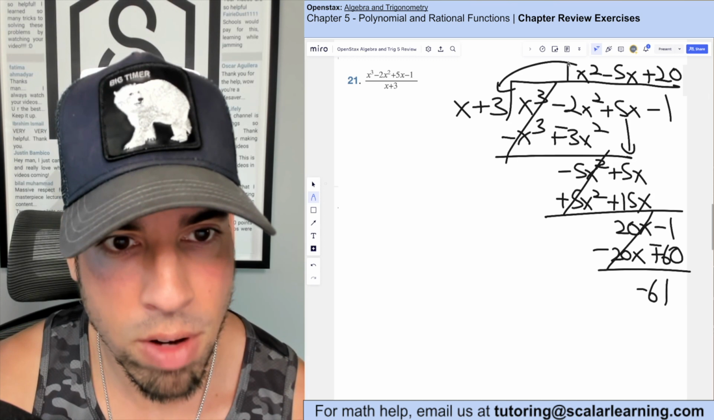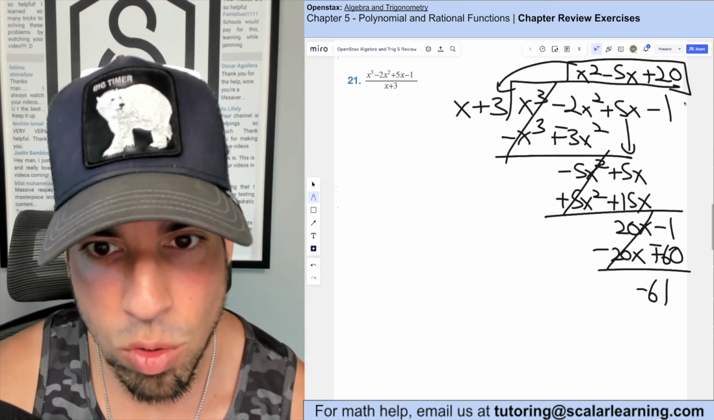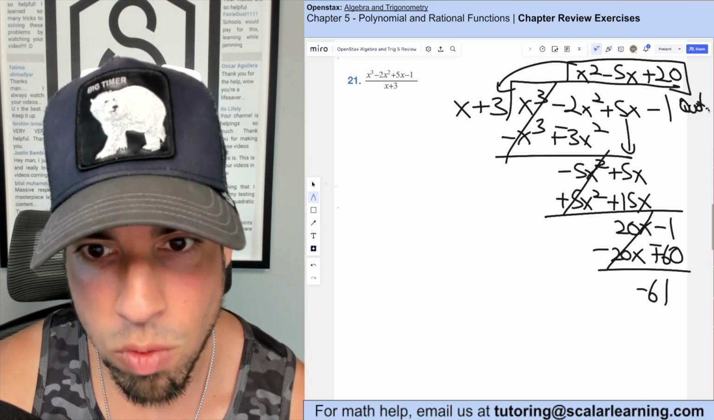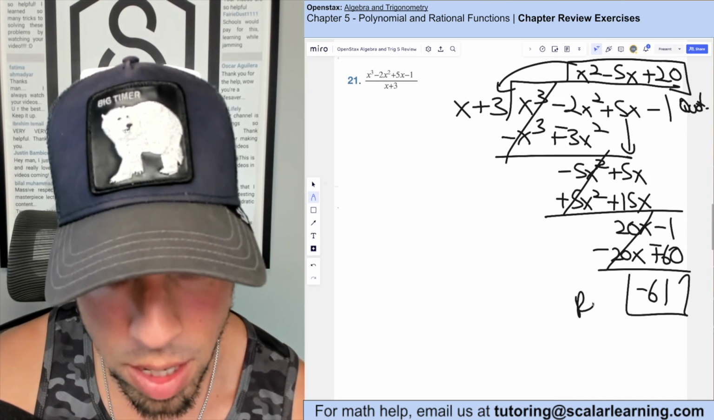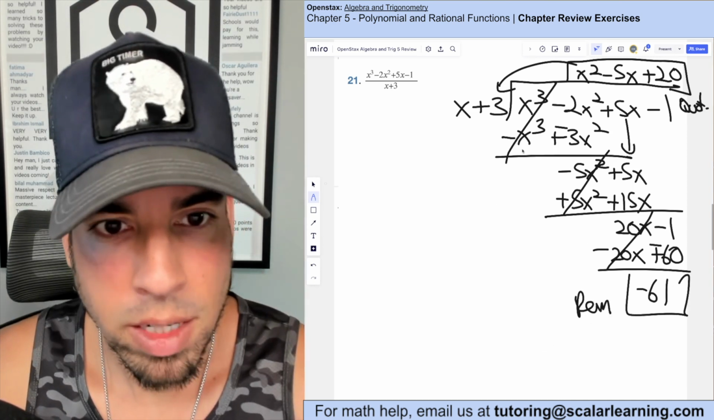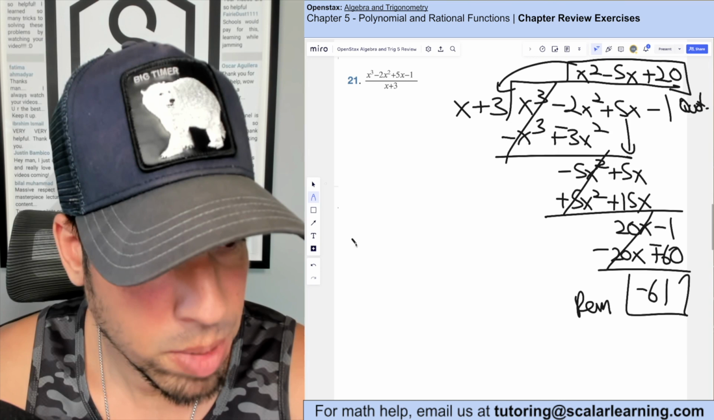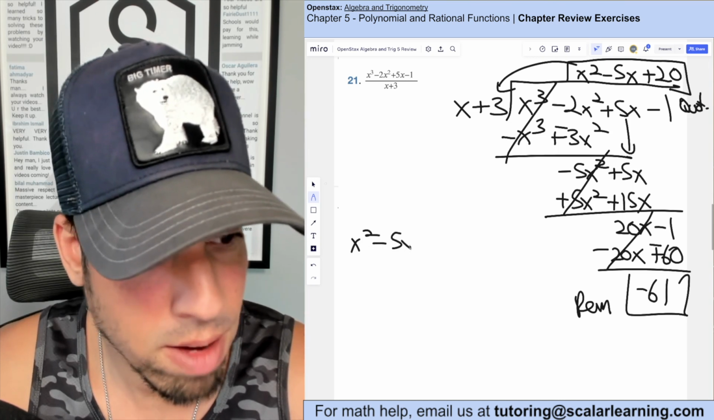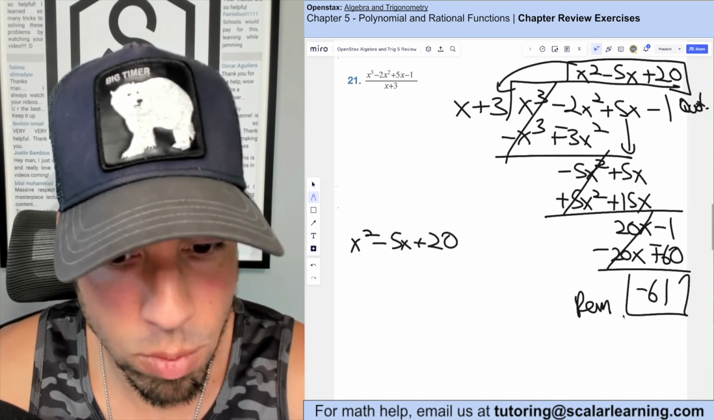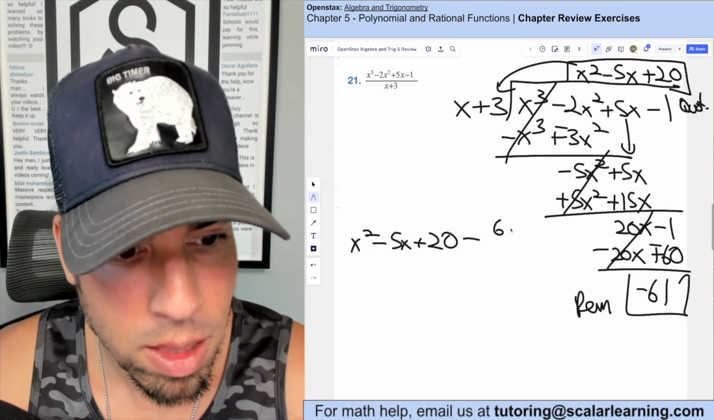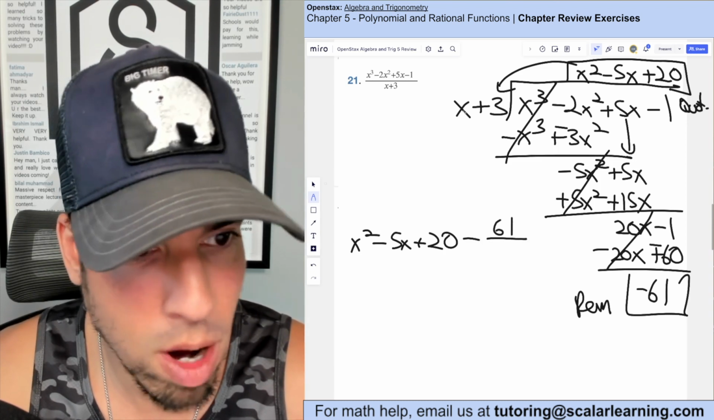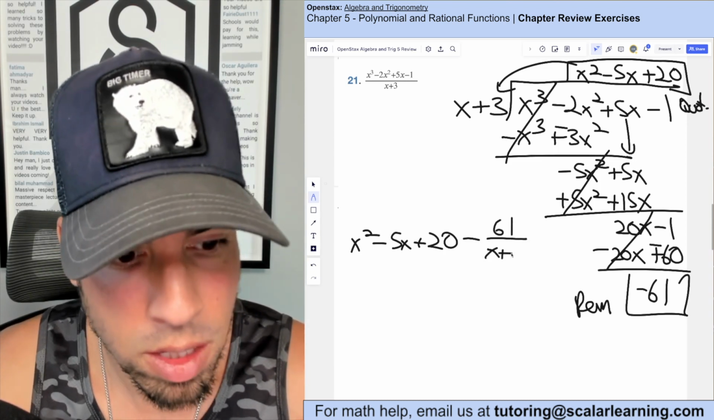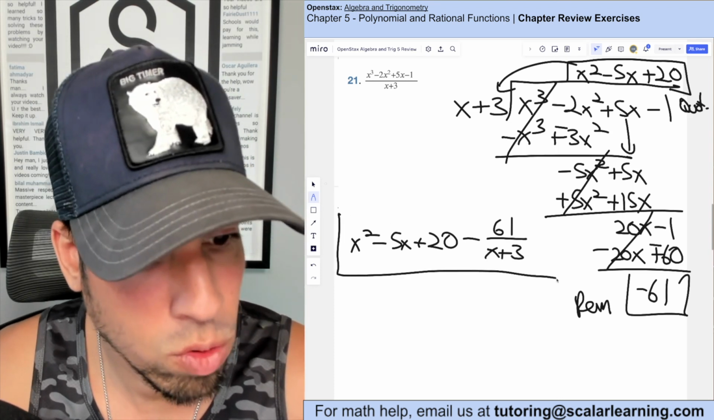So now we have up here, we have our nice quotient. And over here, -61, we have the remainder. And so now if we're going to write it in our final format, by the way, it's going to be x squared minus 5x plus 20. That's our quotient. And then we bring that remainder in like this, that -61, but we drop it on top of the divisor. So this is what we get for our final quotient.